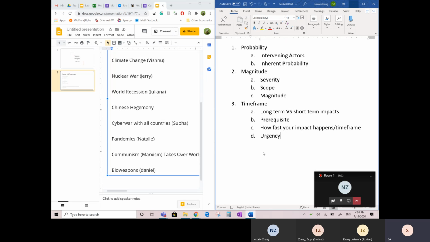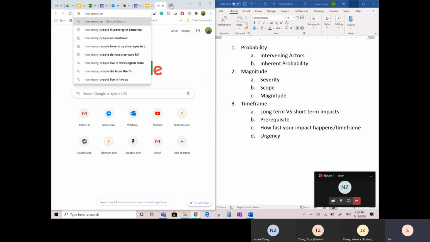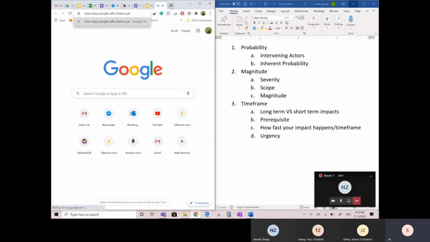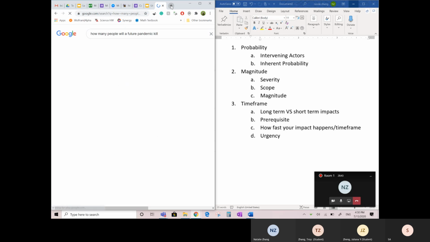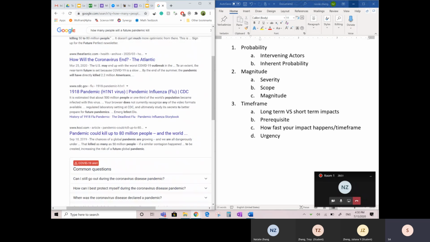Or you can talk about solving for COVID-19. But I think it's probably more strategic to just pick, okay, let's see. How many people will a future pandemic kill? Okay, would have killed 33 million people. There you go. Oh, look, 80 million people. You can be like, 80 million people will die.